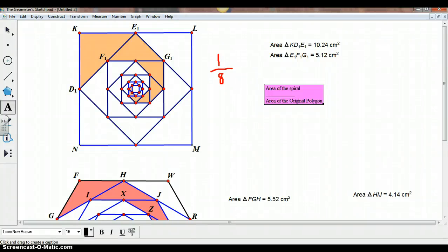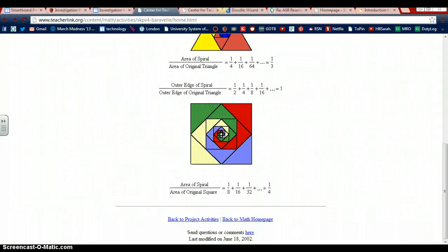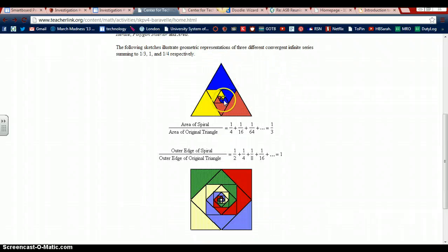So now we get to talk about the relation of fractions in geometric series with the Barbell spiral. What we're going to do is look at this fraction, the area of the spiral over the area of the original polygon, because our resource that we were required to look at has us look at that and at these fractions. Each piece of these fractions, this sum, is going to add up to what the area of the spiral is in comparison to the area of the original polygon.